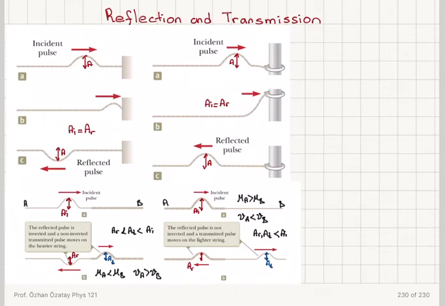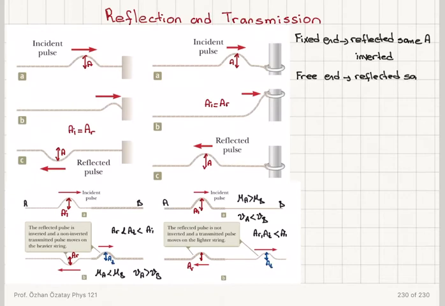So let's finish this by summarizing what we have found out. If we have a fixed end, it implies the pulse is reflected with the same amplitude and inverted. If it's a free end, the pulse is reflected with the same amplitude, not inverted.